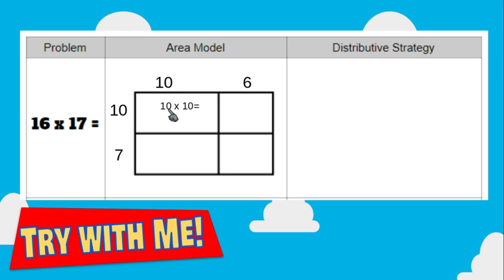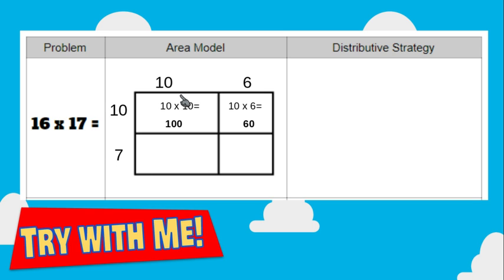1 times 1 is going to be 1. We've got 1 place mover and 2 place movers. So 1 place mover, 2 place movers. I'm going to take my 10, multiply it times 6. I have 1 times 6 is 6 with 1 place mover. So there's my 6 and my 1 place mover.